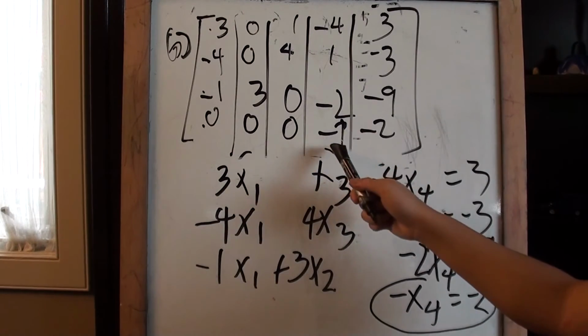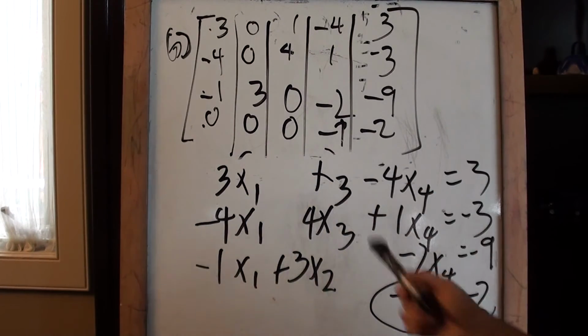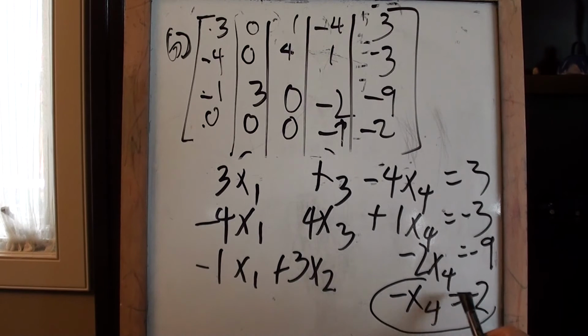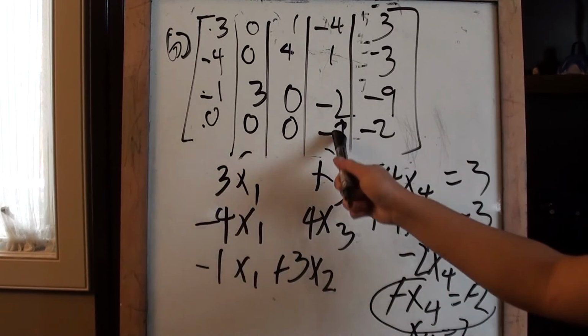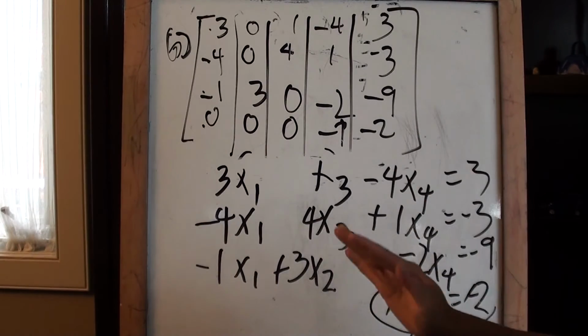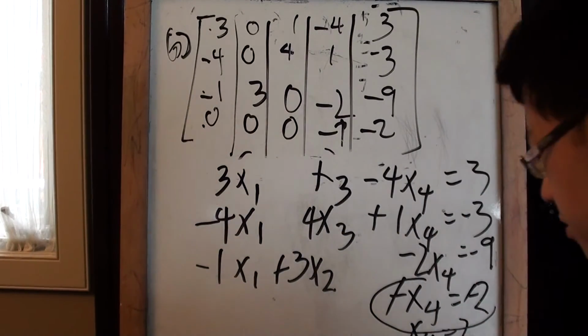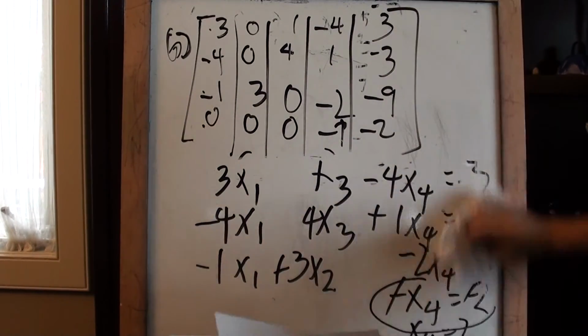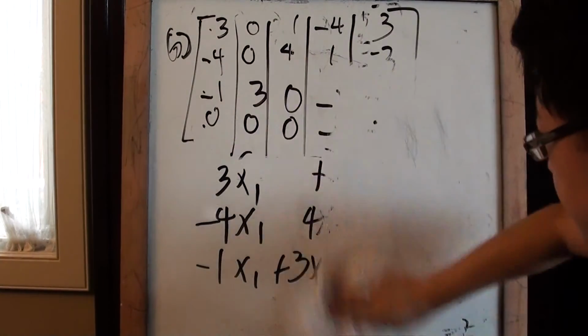So this is already defined, right? You can't just say x4 could be anything. No, negative x4 will equal negative 2. So if you cancel out the negatives, then x4 equals 2, right? So that's 2. Then maybe we can find the other ones and work our way backwards. We will talk about that in section 1.2. So I just wanted to give you a little bit of a foreshadow.